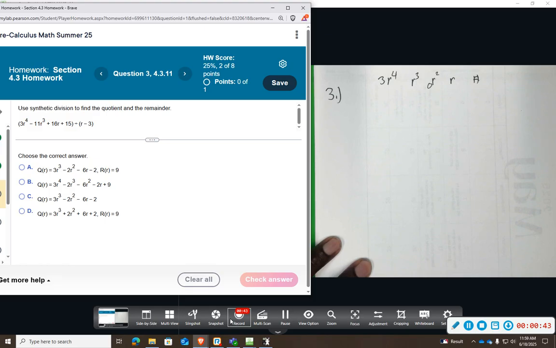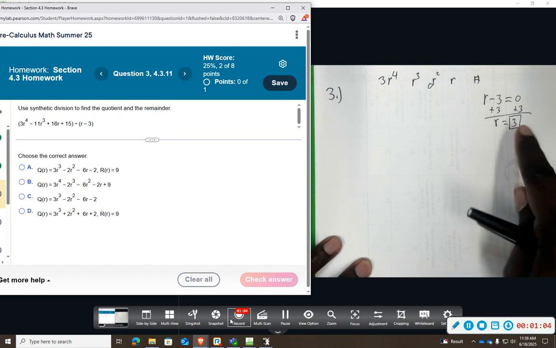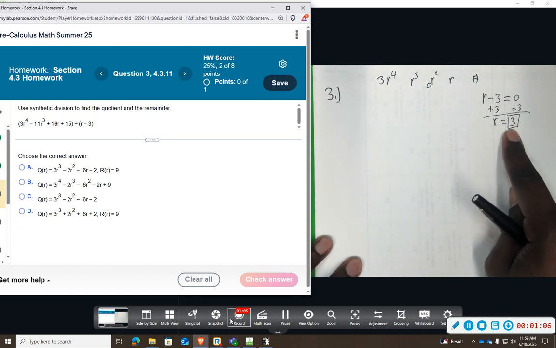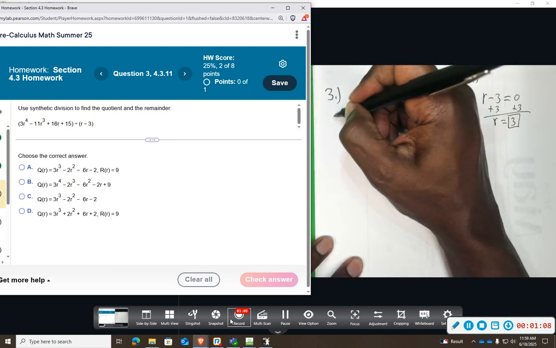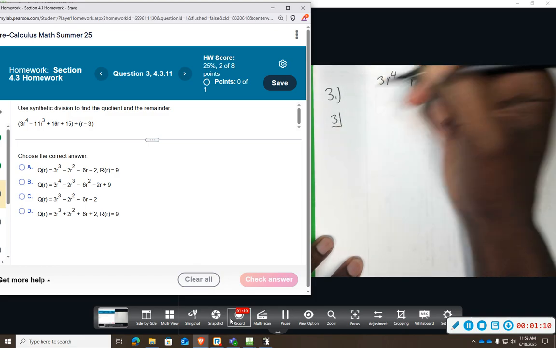Okay, so this time we're looking at the linear factor r minus 3. We're going to set this equal to 0 and just find out what the number is. So I'm going to add 3, or you can just see it's going to be the opposite. This is going to give me r equals 3. R equals 3 is the number I'm looking for. That's going to be my box number. I'm only focusing on the coefficients with synthetic, so I'm going to put 3 in my little half box.